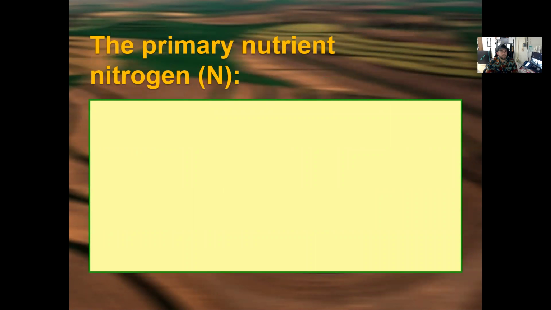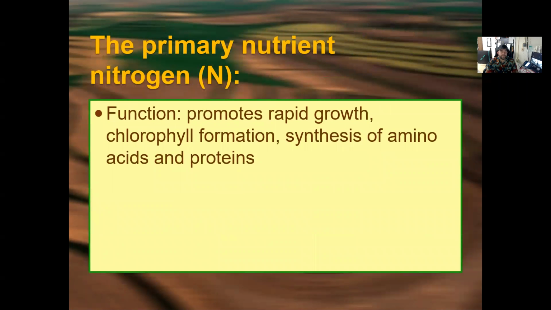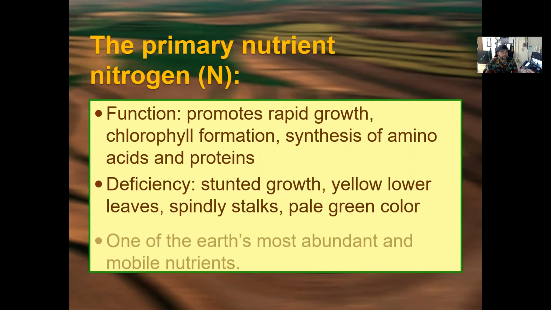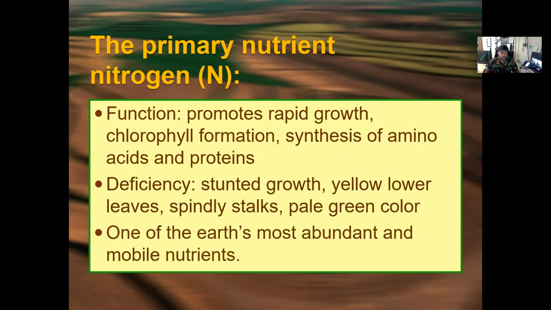The primary nutrient, nitrogen: its function is to promote rapid growth, chlorophyll formation, and synthesis of amino acids and proteins. Deficiency: stunted growth, yellow lower leaves, spindly stalks, and pale green color. It is one of the Earth's most abundant and mobile nutrients. Nitrogen is widely used in the landscape industry.